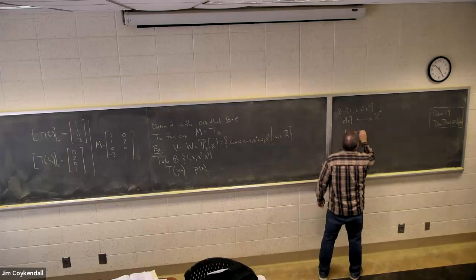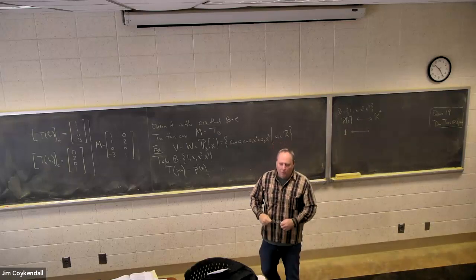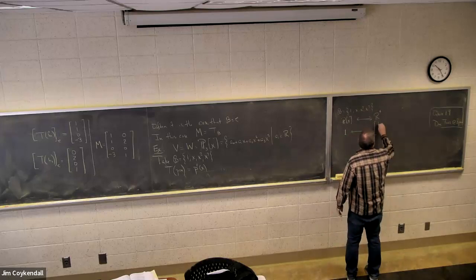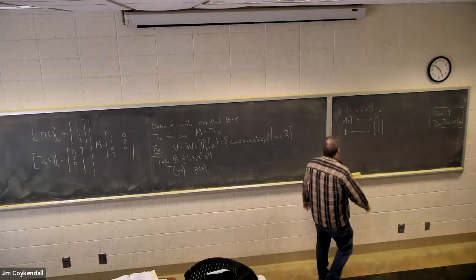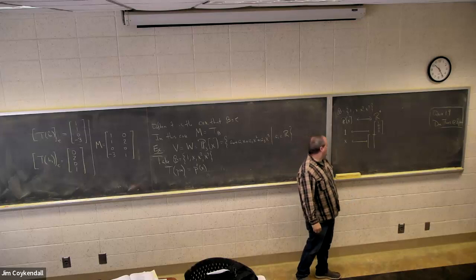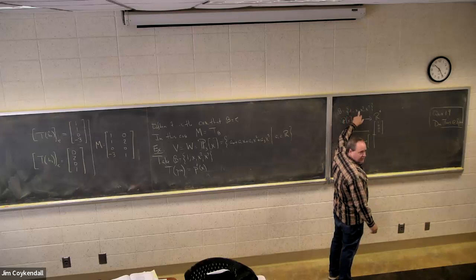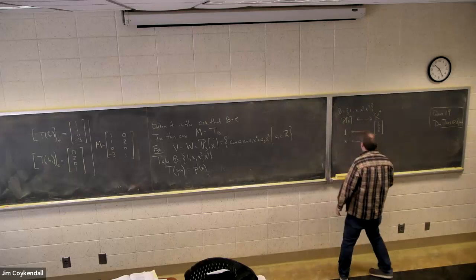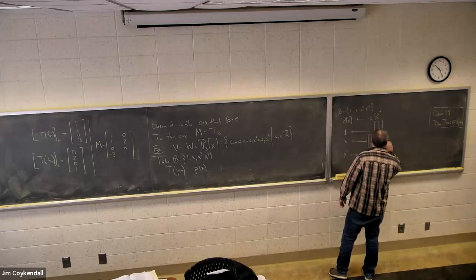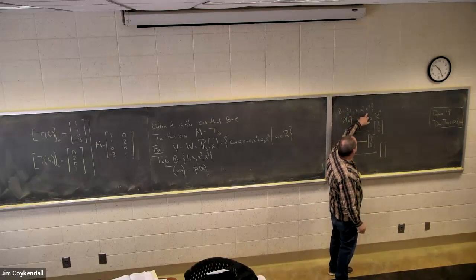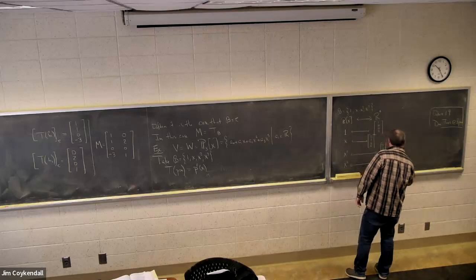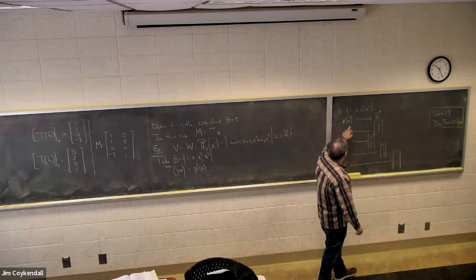I'm going to interpret 1 as, what are the coordinates of 1 with respect to my basis? One of these, 0 of these, 0 of these, 0 of these, right? So I'm going to interpret this as 1 0 0 0, correct? How do I interpret X in terms of this basis, in terms of R4? None of these, one of these, none of these, none of these, right? X squared: 0, 0, 1, 0. And X cubed: 0 0 0 1.